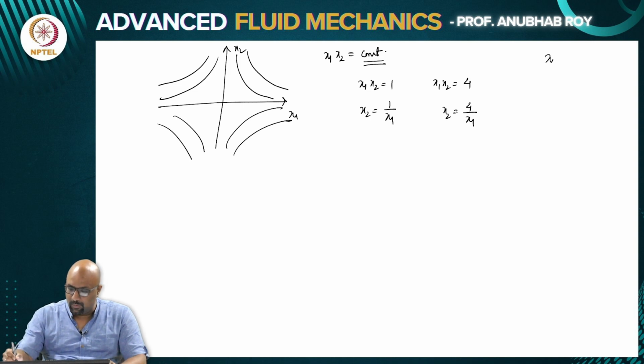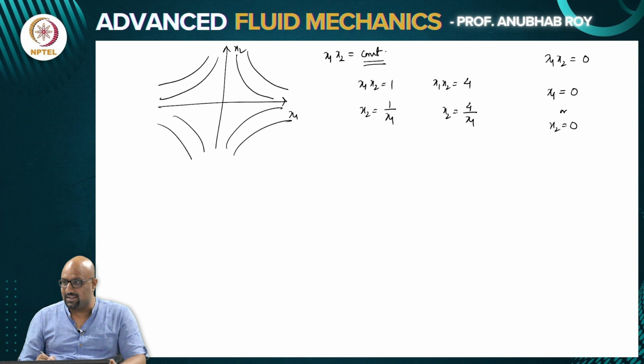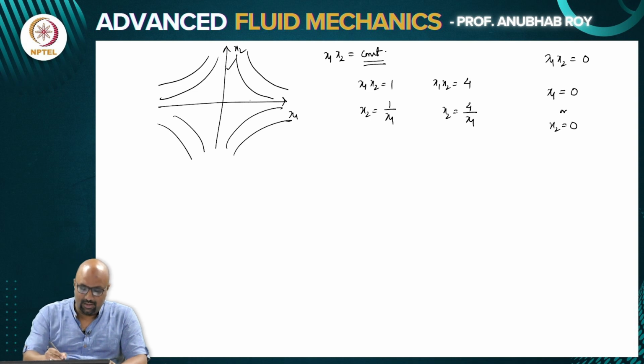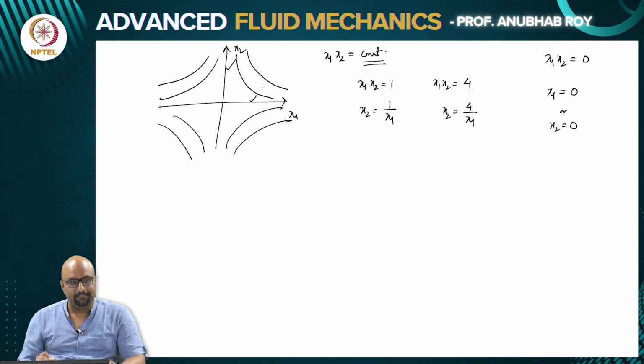The constant could also be 0, x1 x2 is equal to 0, in which case your streamline could either be x1 equal to 0 or x2 equal to 0, which is effectively your y-axis and x-axis. So these two axes are also your streamlines. Now this is a problem which was steady. There was no time dependence in the problem, so there was nothing particularly for us to be very careful about.